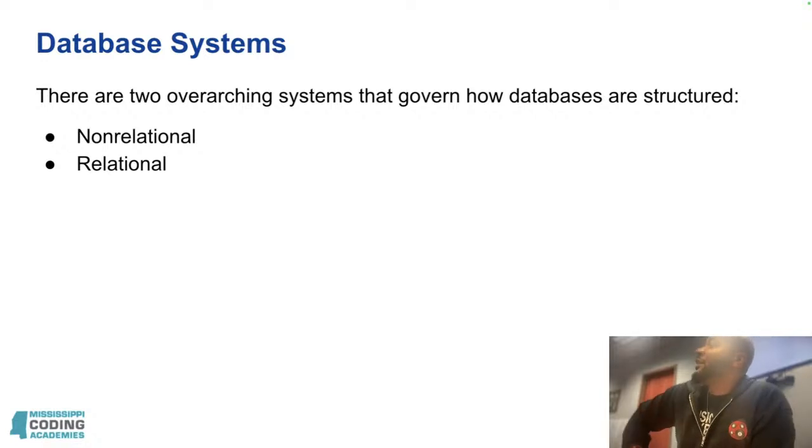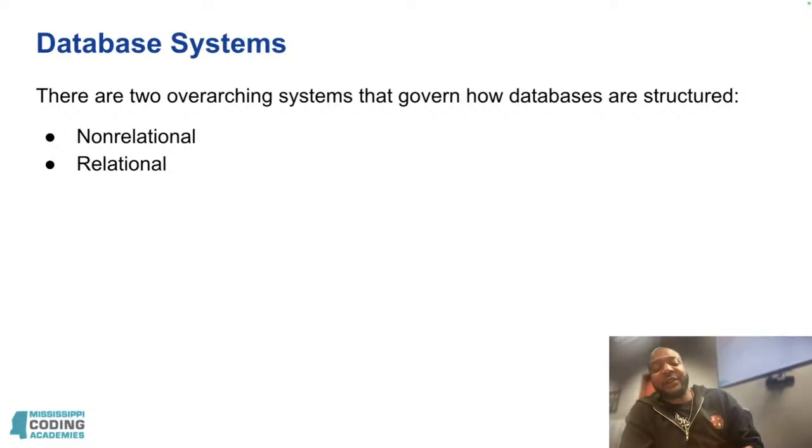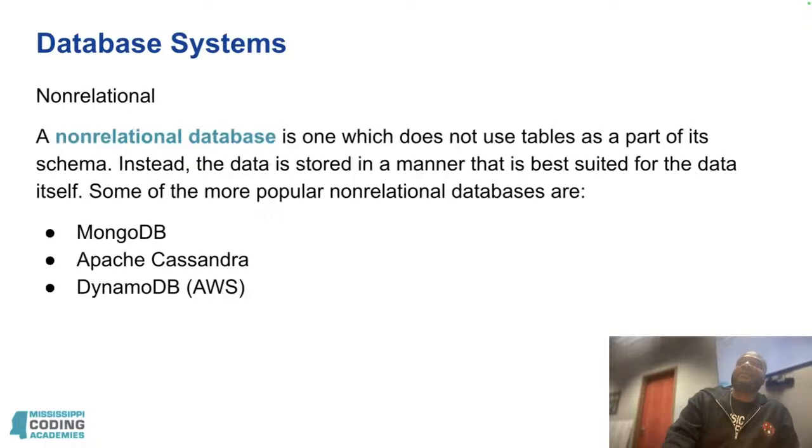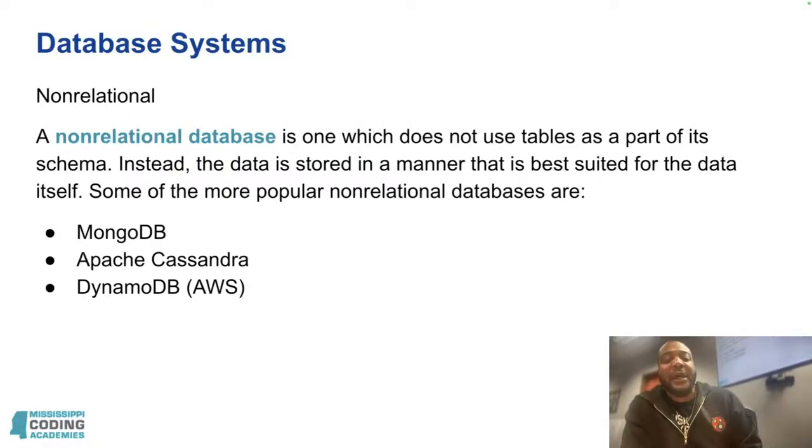All right. So when we talk about databases, there are two overarching systems that govern how databases are structured. We have the non-relational database and we have the relational database. Let's look at non-relational. A non-relational database is one which does not use tables as a part of its schema. Instead, the data is stored in a manner that is best suited for the data itself. Some of the more popular non-relational databases you see here: MongoDB, Apache Cassandra, and DynamoDB, which is run by AWS.